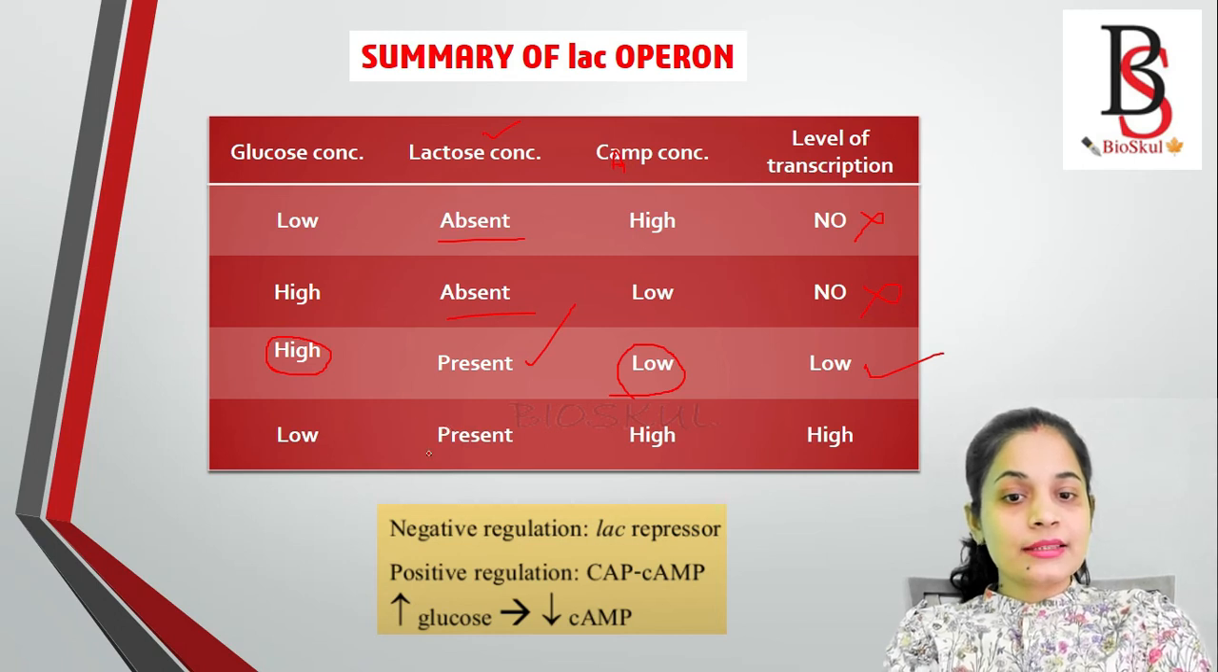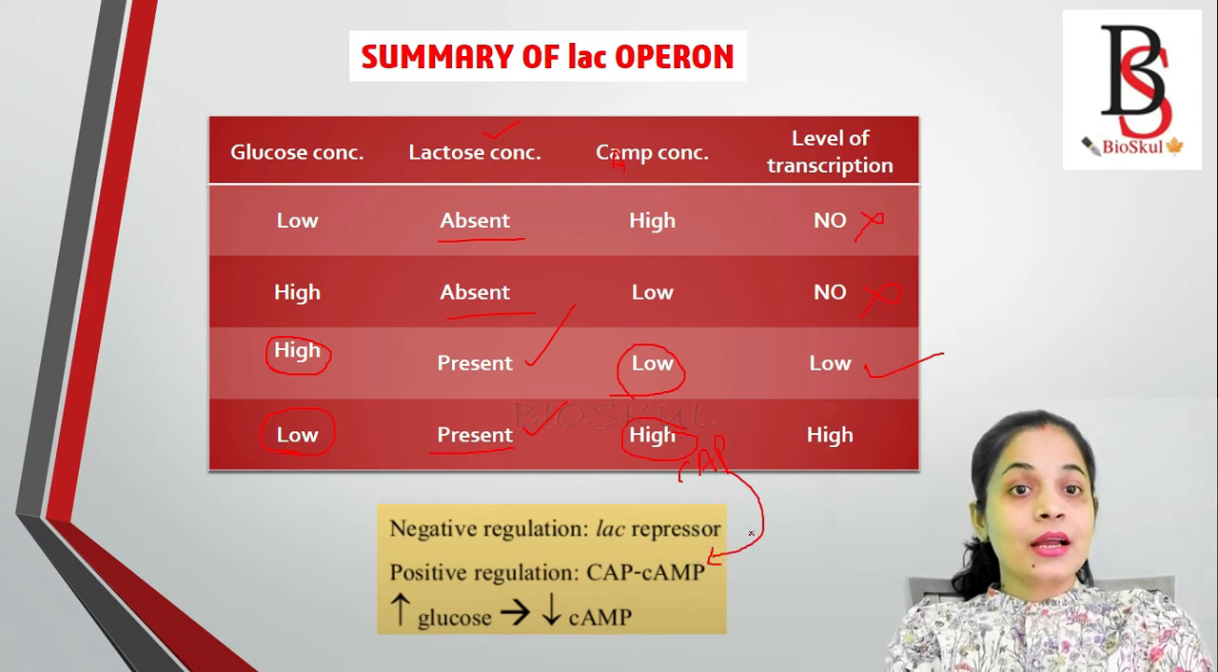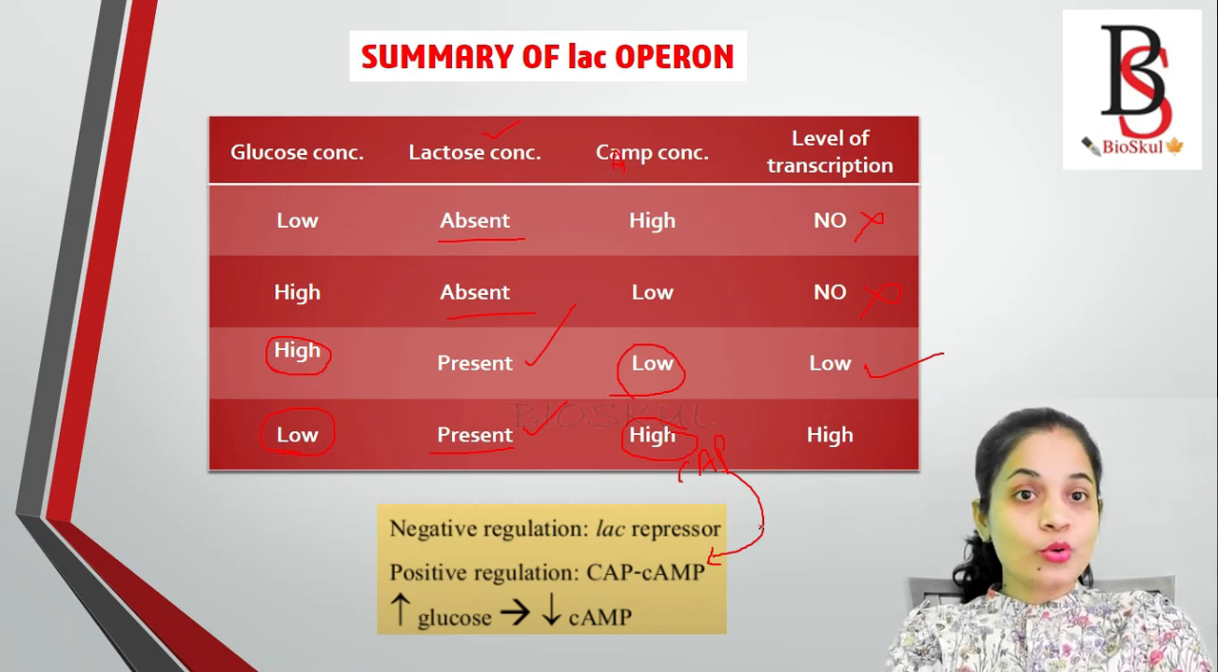In the last condition, lactose is present, but here the glucose is low. If the glucose concentration is low, then the cyclic AMP concentration is high. If the cyclic AMP concentration is high, then it will bind to the CAP protein, and now the CAP protein is active and it will form the CAP-cAMP complex. This CAP-cAMP complex will enhance the binding of RNA polymerase to the promoter region. So now the RNA polymerase binds efficiently and it will result in a high level of transcription.